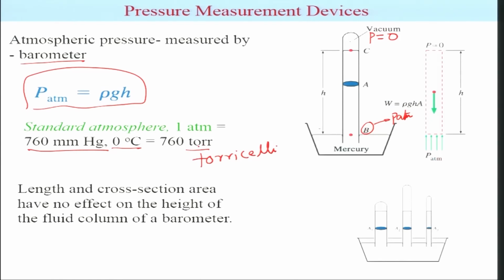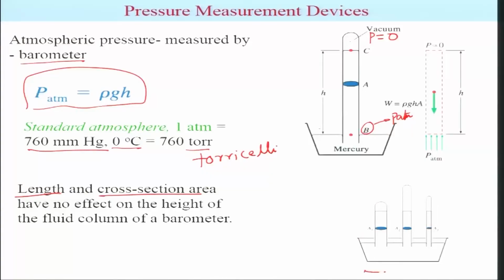Now using this force balance, you can clearly make out that there is no effect of the geometry of the tube. If you increase the width, or if you increase the height of the tube itself, it's not going to affect. So the length and cross-sectional area have no effect on the height. If it is 1 atmosphere, you're going to get 760 mm Hg, irrespective of whatever tube you're going to use. Okay, so this illustration clearly says that.